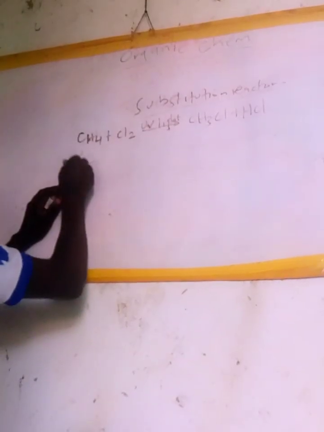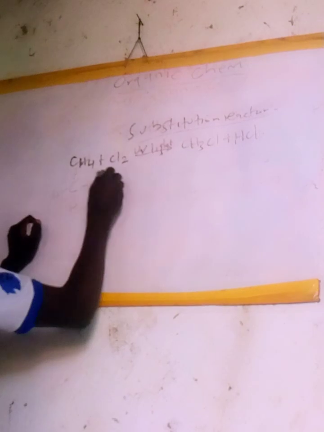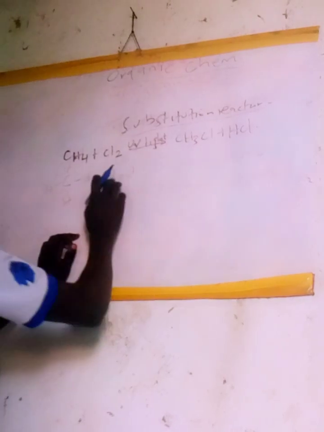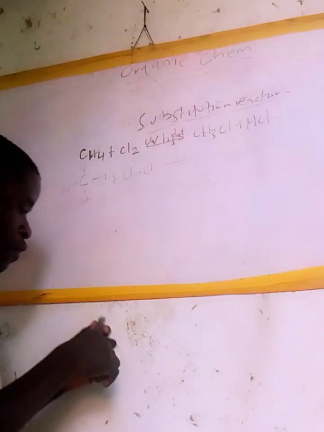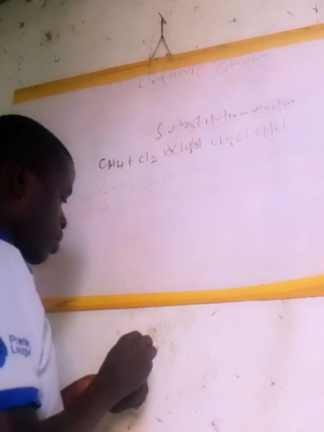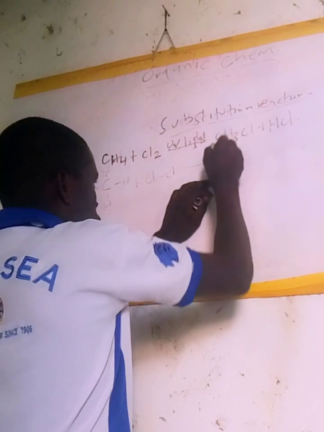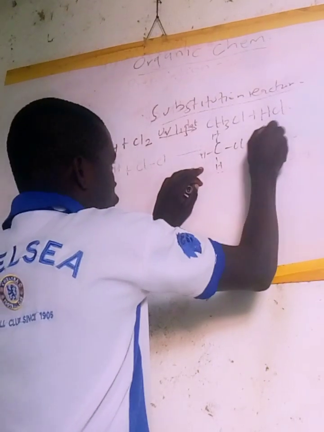So this is now a structural formula, C of methane. This is hydrogen, then plus chlorine. Here we are assuming that UV light has not yet broken, because this UV light needs to break this bond here. This is what we call covalent bond here, for it to react, to be substituted. Then here we are getting this one. This is chlorine, then hydrogen, then plus HCl. So this is what we call substitution.